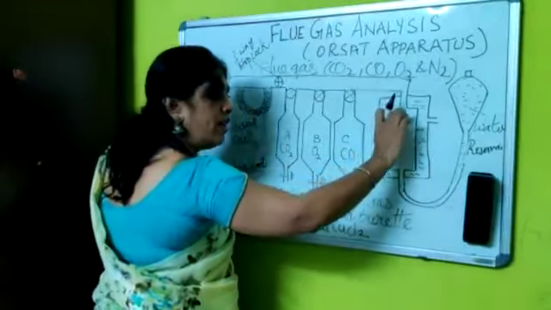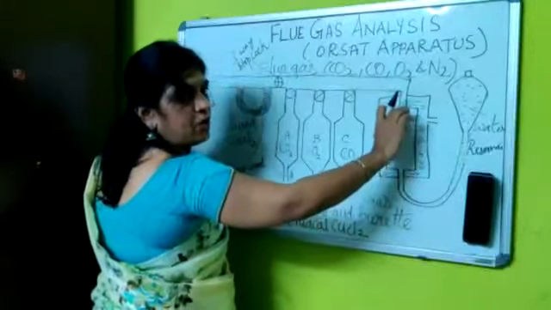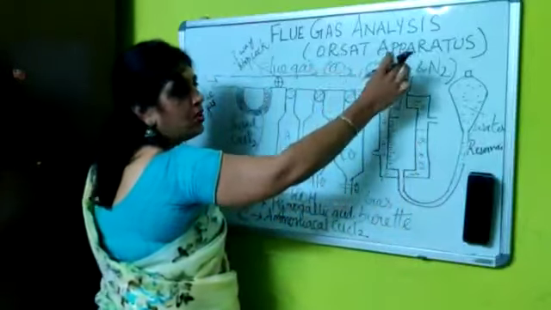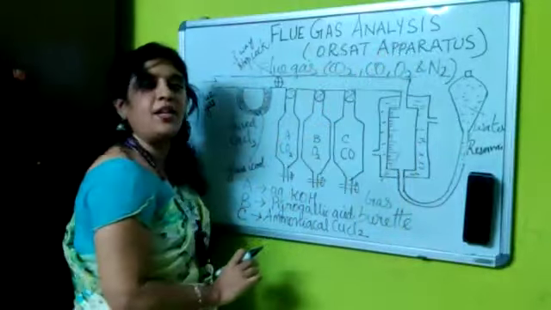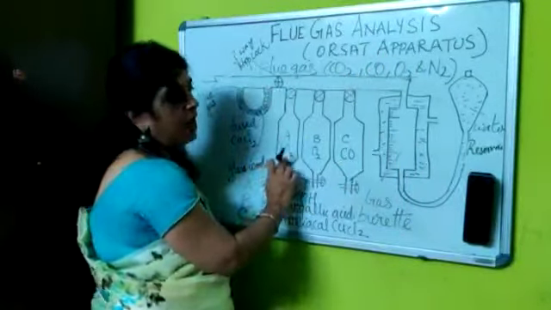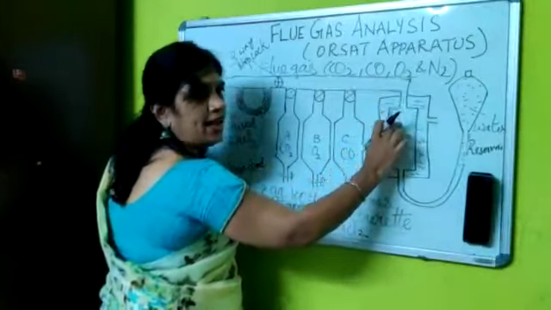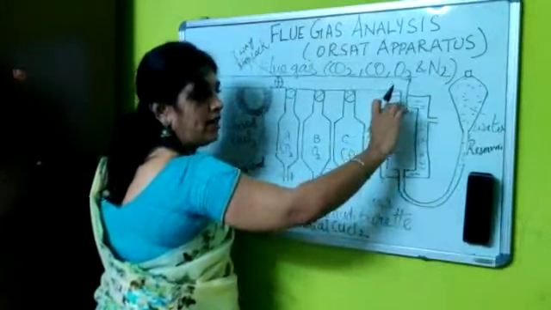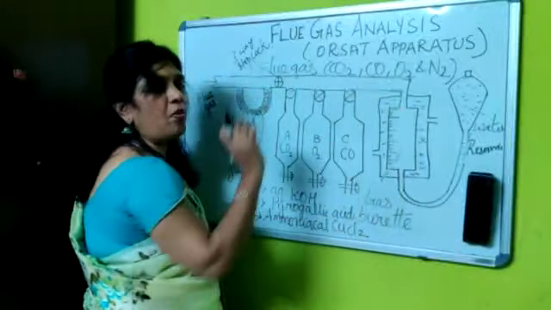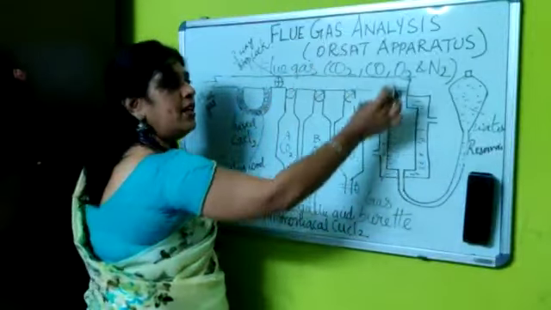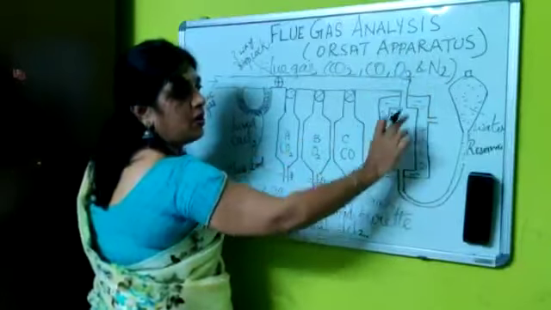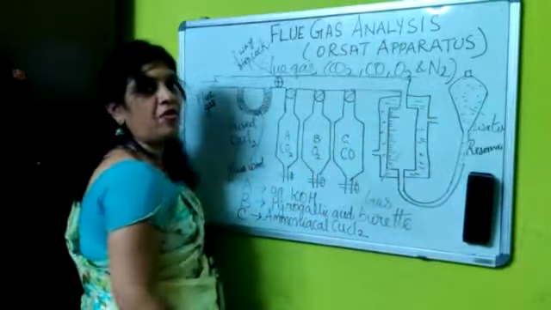By adjusting the water level in the gas burette, we will calculate how much carbon dioxide, carbon monoxide, oxygen and nitrogen are present in the flue gas. Initially, after the carbon dioxide has been absorbed, the level of the water will be slightly less. By calculating the amount of gas remaining, we will know how much carbon dioxide is absorbed. Then the second reading gives oxygen, then the third reading gives carbon monoxide, and the remaining gas left out will be nitrogen.